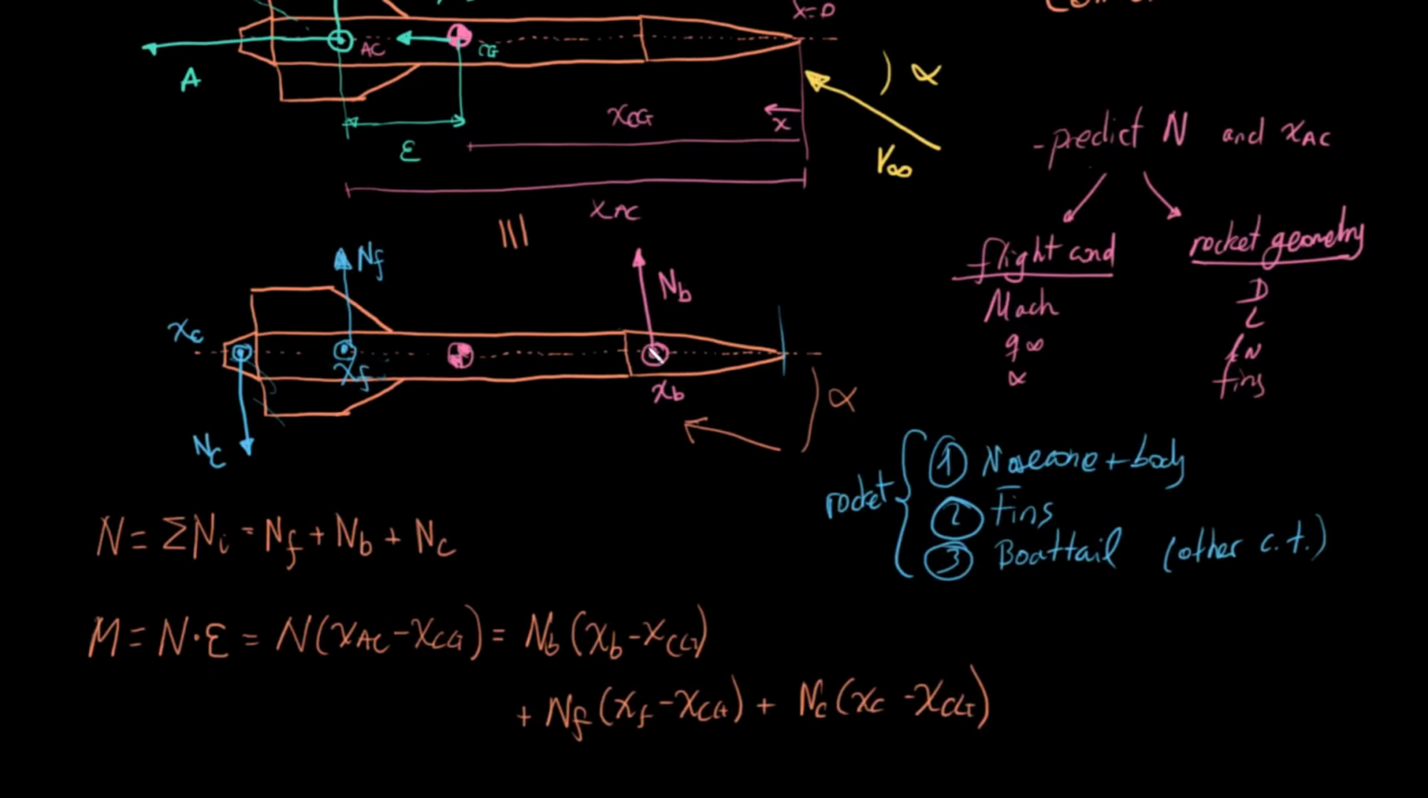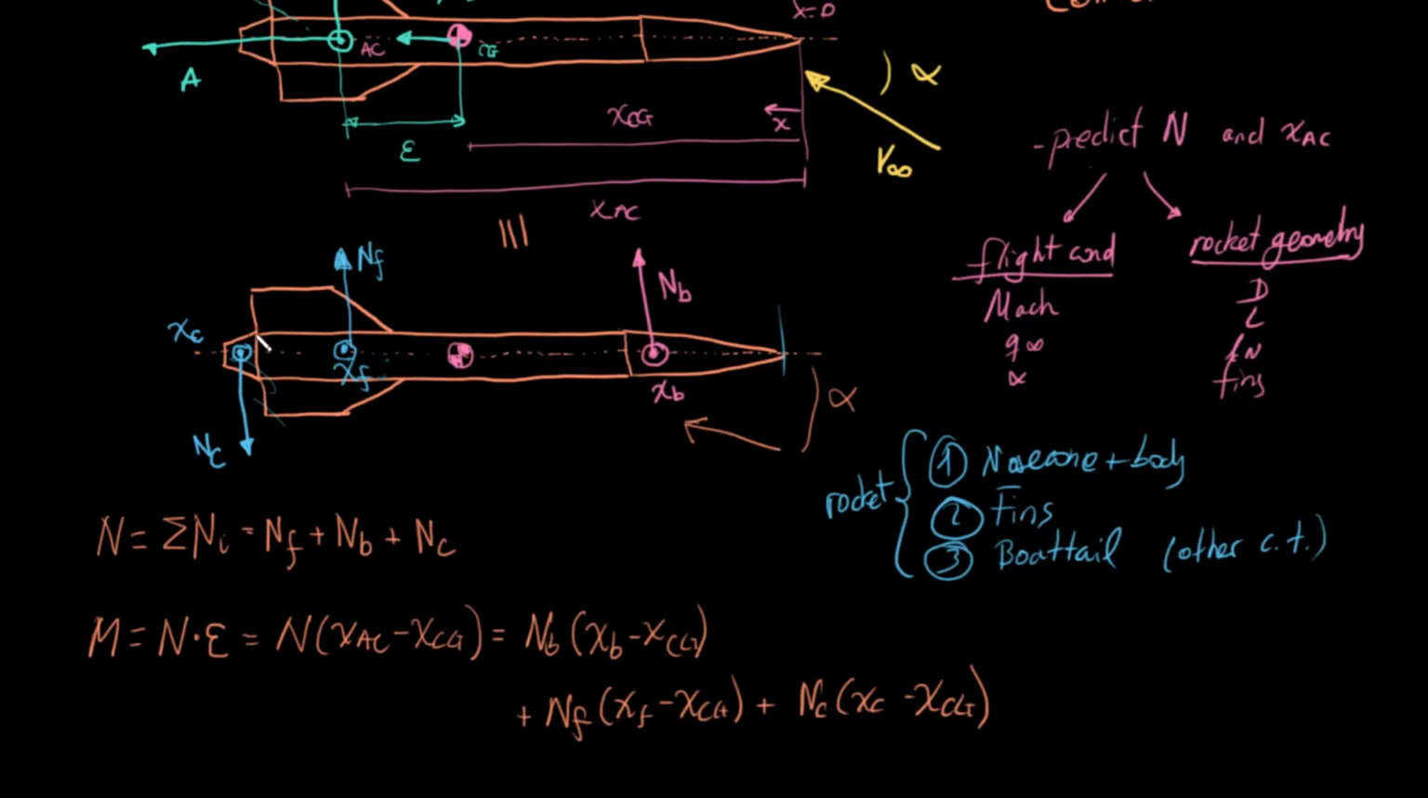And although the nose cone and the body have the normal force in the same direction, because the aerodynamic center of the body and nose cone is above the center of gravity, you actually have a moment that's fighting to increase the angle of attack. And the boat tail is fighting against the fins, so it also destabilizes. So the boat tail and the nose cone plus body destabilize, and the fins are going to stabilize.